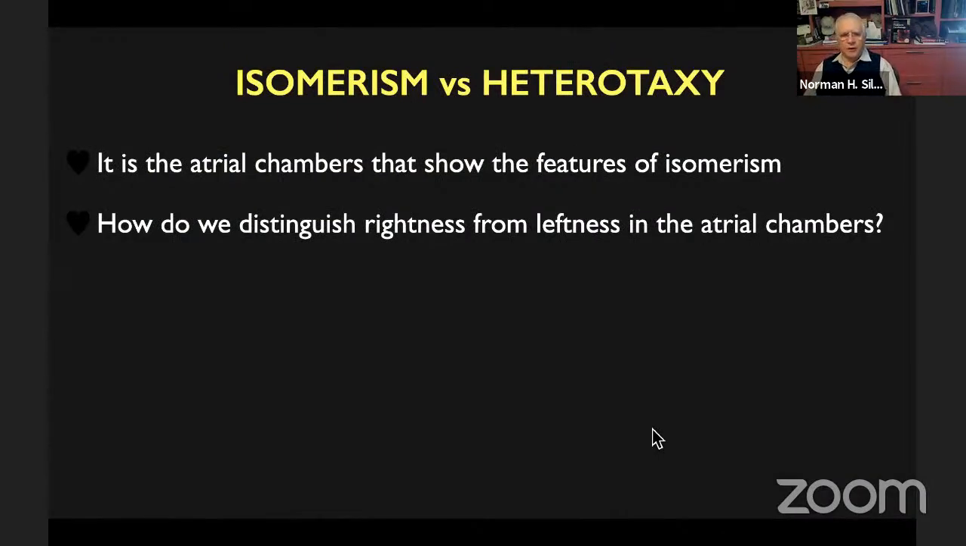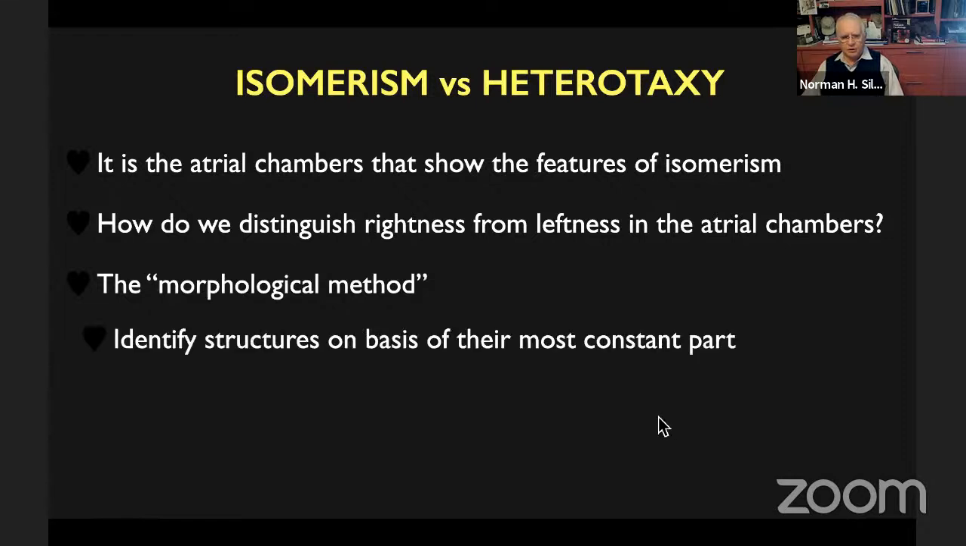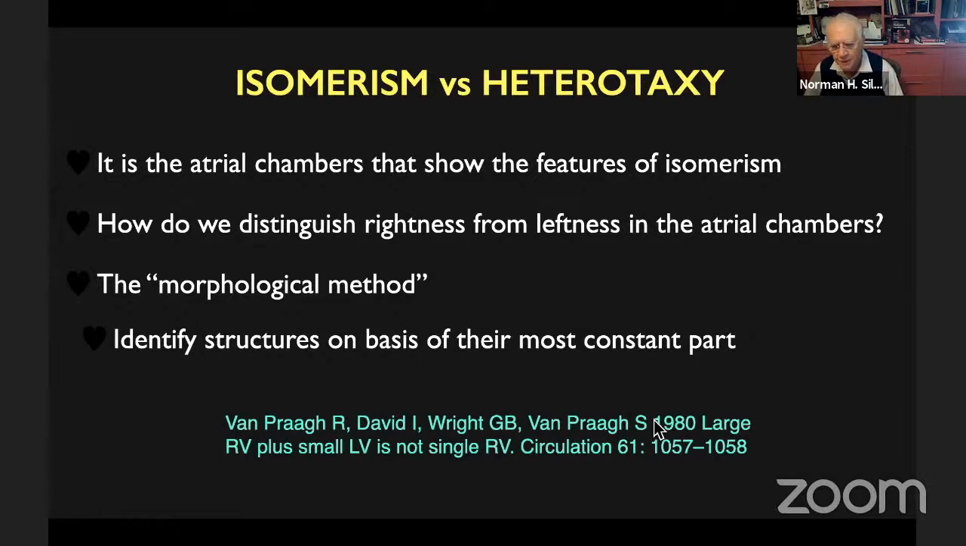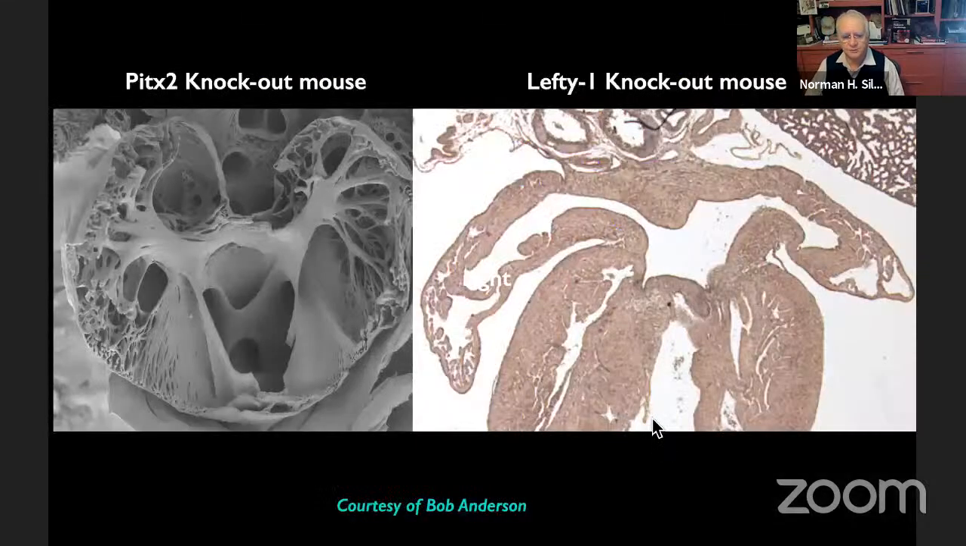So if we want to look at this as the atrial anatomy, we have to use what they call the morphological method, which is to identify the structures on the basis of their most common part. And this was described by Dr. Van Praag many, many years ago.